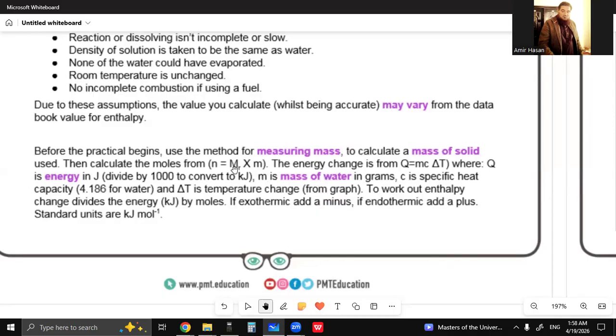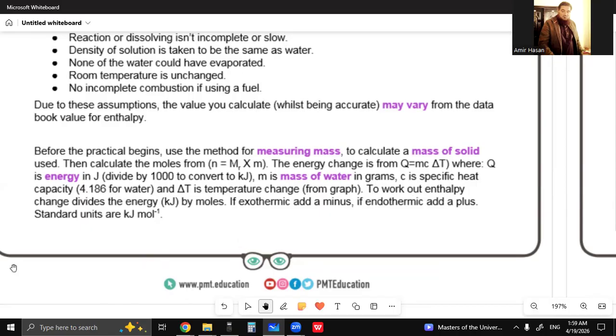Molecular relative mass with moles: the number of moles comes from mass divided by molecular relative mass. The energy change we get with Q = mcΔT, where the energy is converted into kilojoules, the specific heat capacity of water is 4.18, and the temperature change comes from the graph. All these things we calculate.